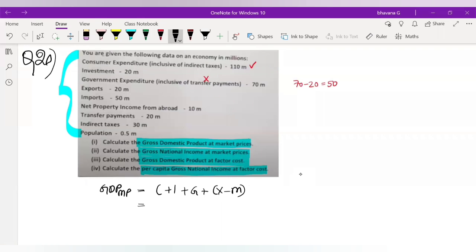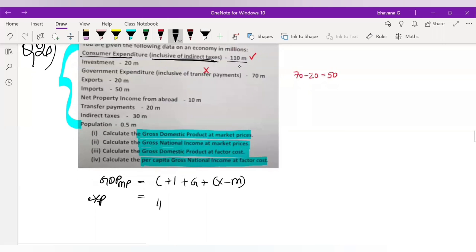If you solve using the expenditure method, first you have to take your private expenditure. So what will be the private consumption expenditure? Here they have given you consumption expenditure inclusive of indirect taxes is 110 million. Here we'll get a doubt: what is this inclusive of indirect taxes? Whenever you do consumption expenditure, if you go and buy some goods, your indirect tax will always be included in that price only. So inclusive of indirect taxes is correct only. You don't need to change anything in the value. So it is 110.